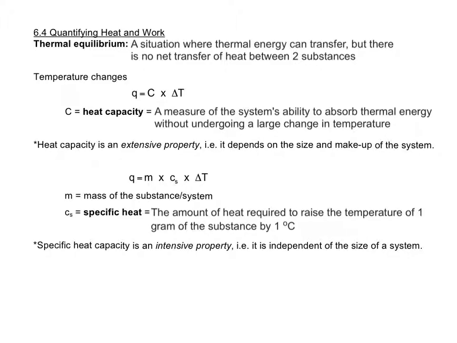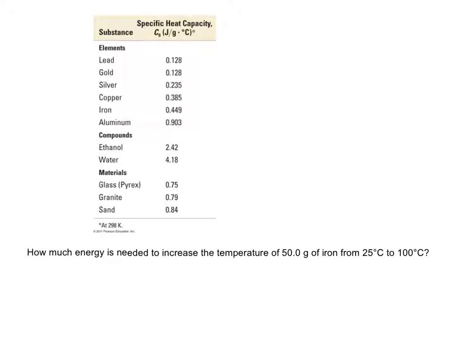We did a couple calculations like this in honors, but I just want to review it, and we'll practice these calculations even more in the lab. Now, if we take the equations we just went over and go over a real example, how much energy is needed to increase the temperature of 50 grams of iron from 25 degrees Celsius to 100 degrees Celsius?